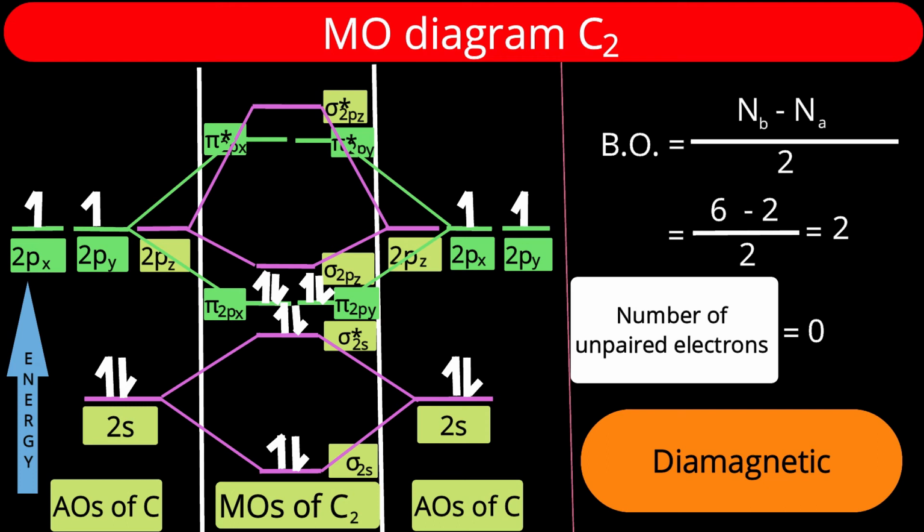Okay, how many unpaired electrons are there? No unpaired electron is there in this C2 molecule. If there is no unpaired electron, then what will be its magnetism? It is diamagnetic in nature. Let us understand its electronic configuration representation.